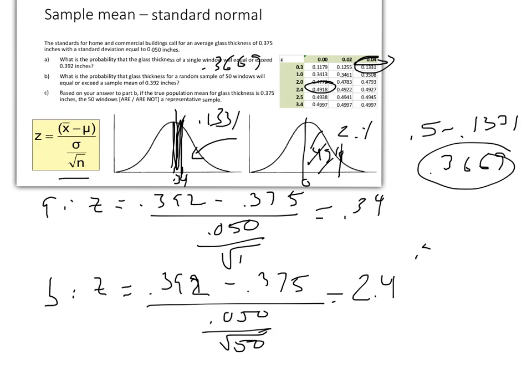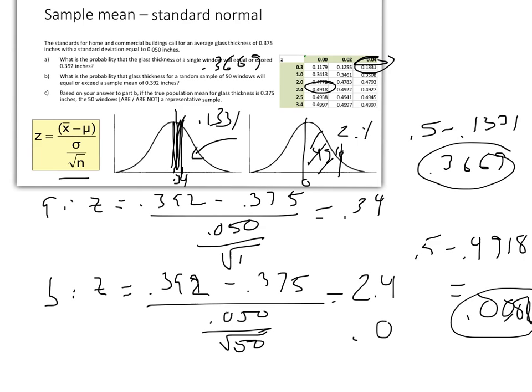So we get 0.5 minus 0.4918, and that equals what? 0.0082. Okay, so I'll draw it better here. So a much smaller likelihood of that. So a very small 0.0082 chance of a sample of 50 doing that.